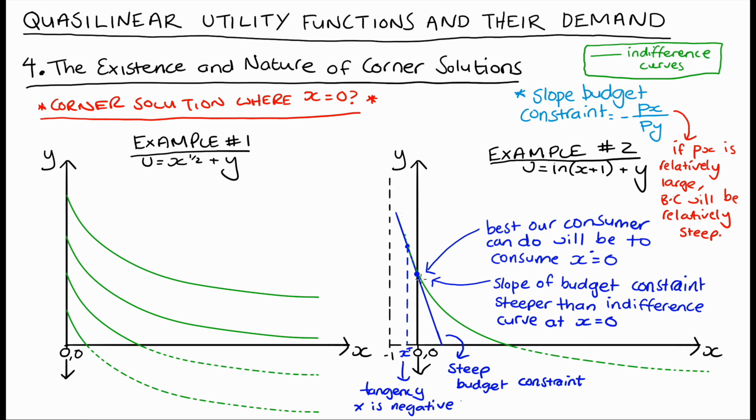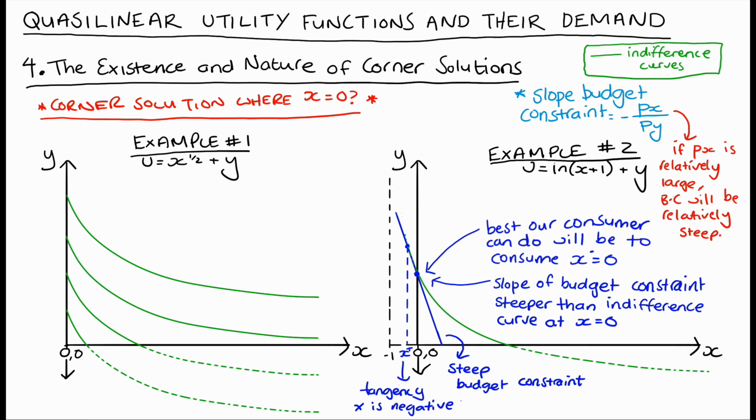Now, note also that there is still no income effect here. So if we increased income, this would not change this result. It would just shift everything up. Increasing income would not change the slope of our budget constraint or our indifference curve, so we would still get a tangency at negative x.